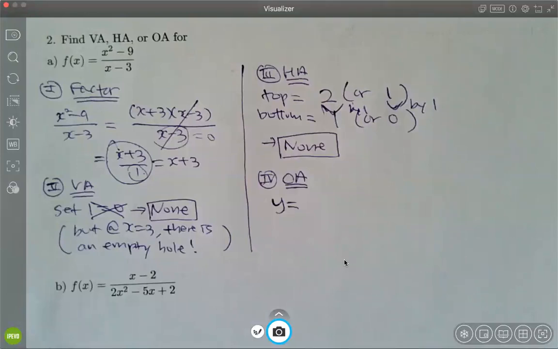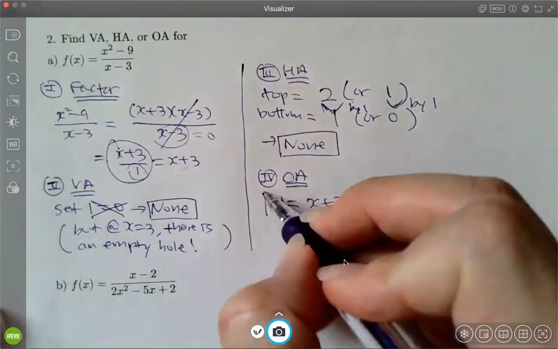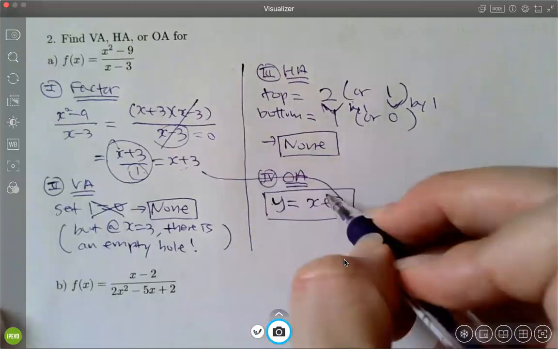We already got it. X plus 3, yes. And where did we get it? This one, right? Okay. So, if you want, you can verify it. Do the synthetic division if you want.